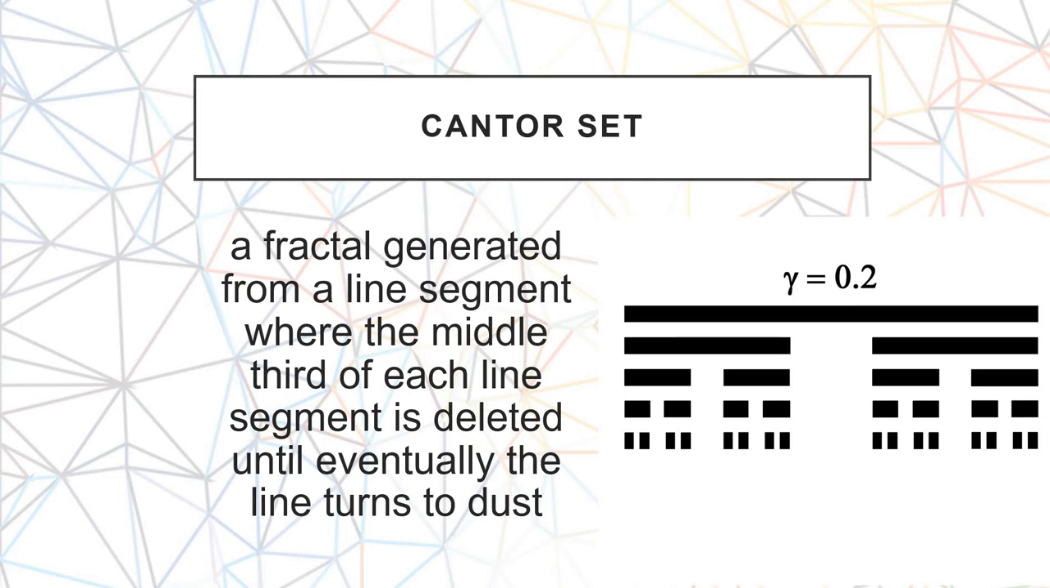Cantor set, on the other hand, is a fractal generated from a line segment. If you can see, you have a line segment here where the middle third of each line segment is deleted, until eventually the line turns to dust. So if this continues, you will see the smaller portion, which we can no longer see because it's already very tiny as dust.